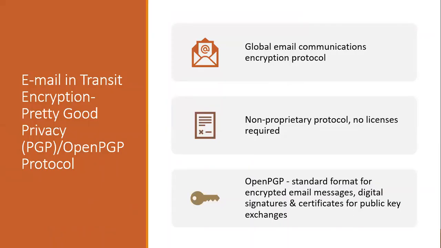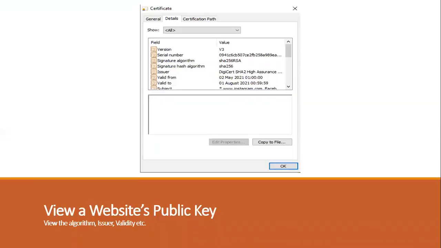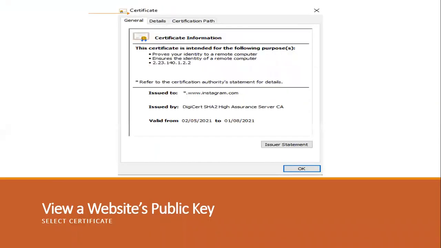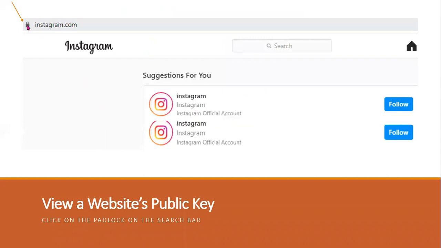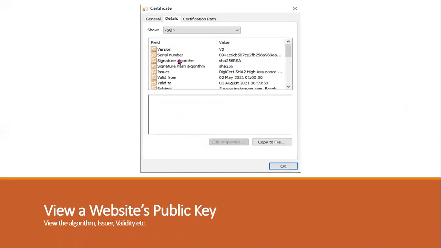So that's where we can view a website's public key. We simply go to the browser, click on the padlock, and you can find all the information that you need about their public key. And that is what your device searches for when you go to Instagram, when you go to Amazon, when you go to your bank. It searches for that public key.